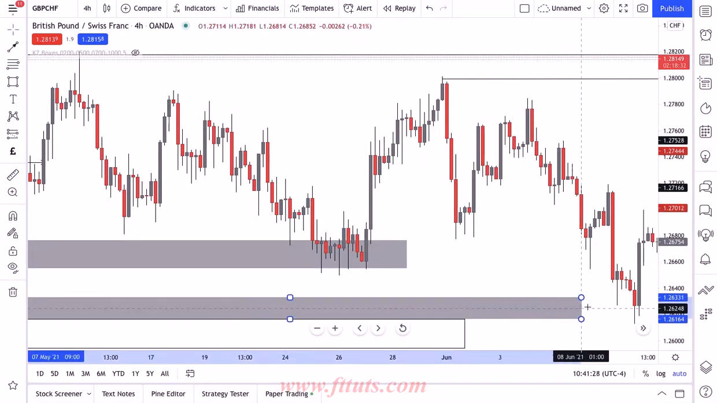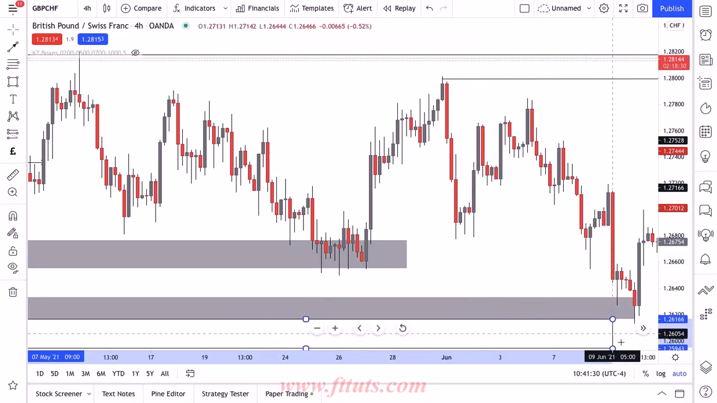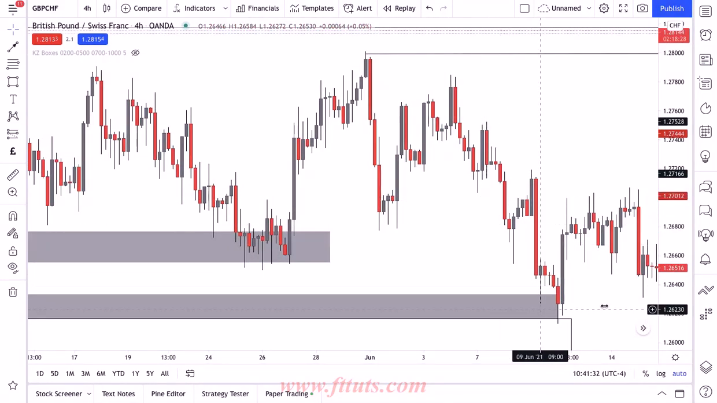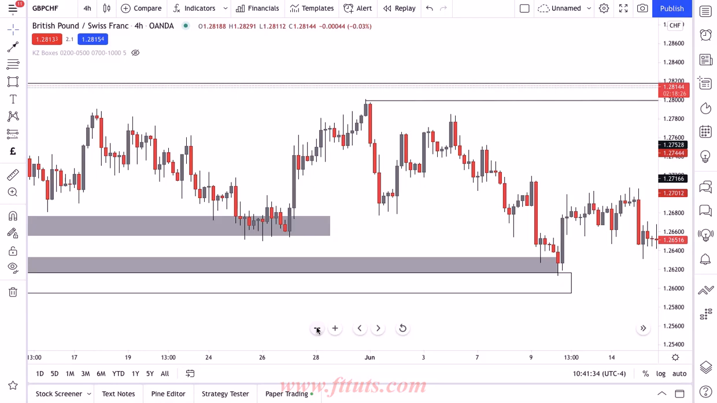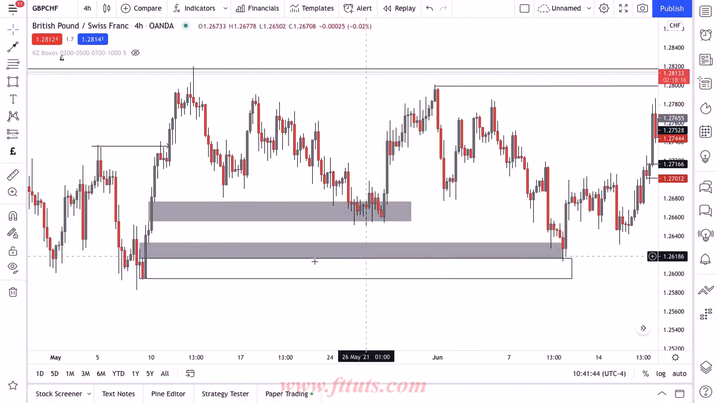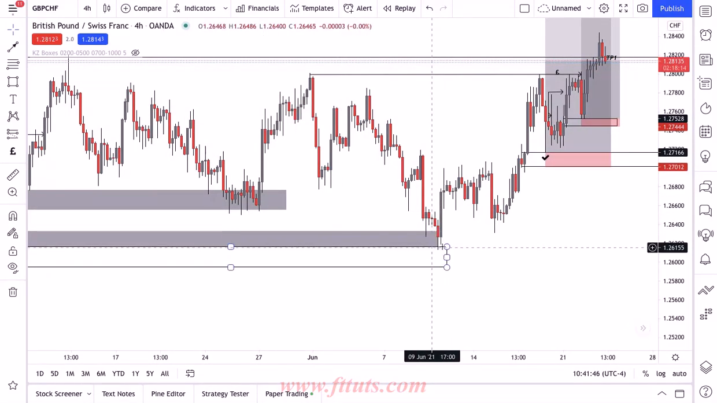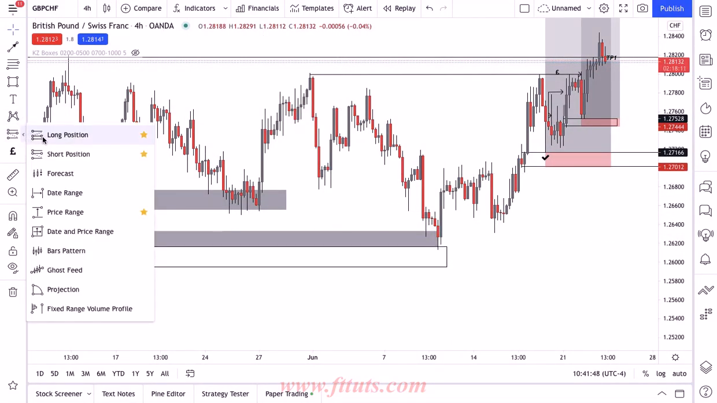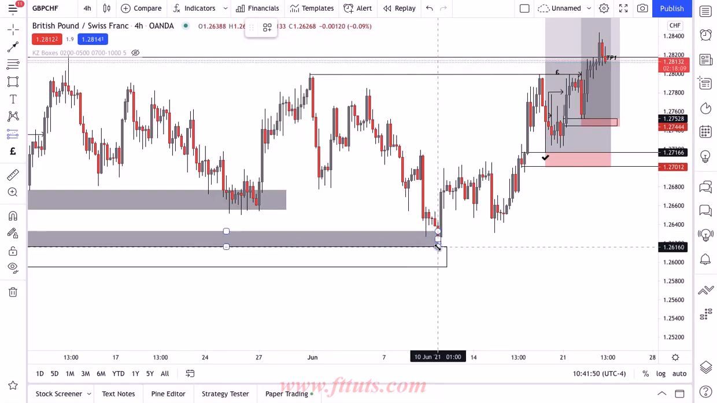And now if I stretch everything back, what do we notice happened here? Price has now impulsed and pulled back to fill in all of these imbalances, right? And then what did it do? Mitigated our order block. We now go long at this point over here.